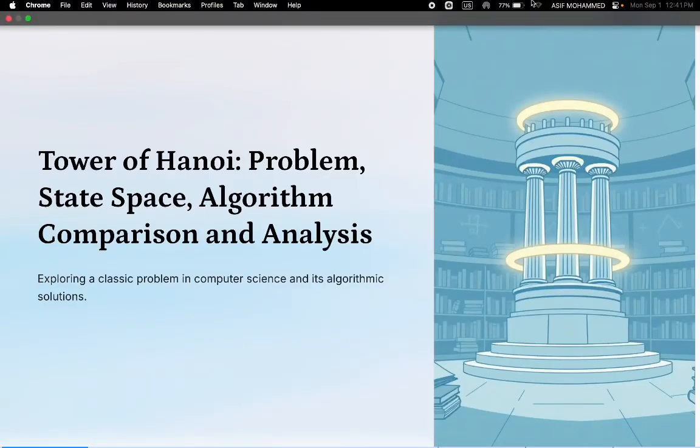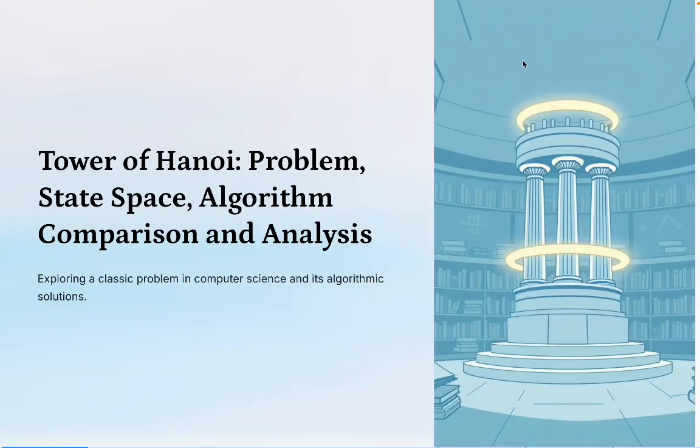The problem introduction. The Tower of Hanoi is a classical mathematical puzzle with 3 pegs and a number of disks. All disks start on a source peg stacked in decreasing size, largest at the bottom. The goal is to move the stack to the destination peg using the auxiliary peg.